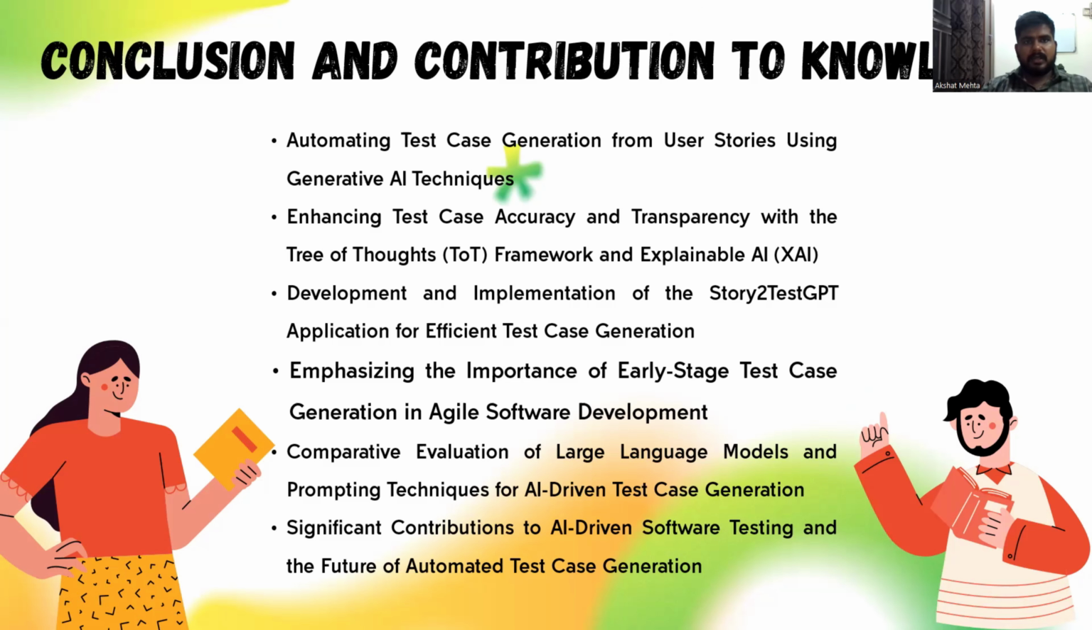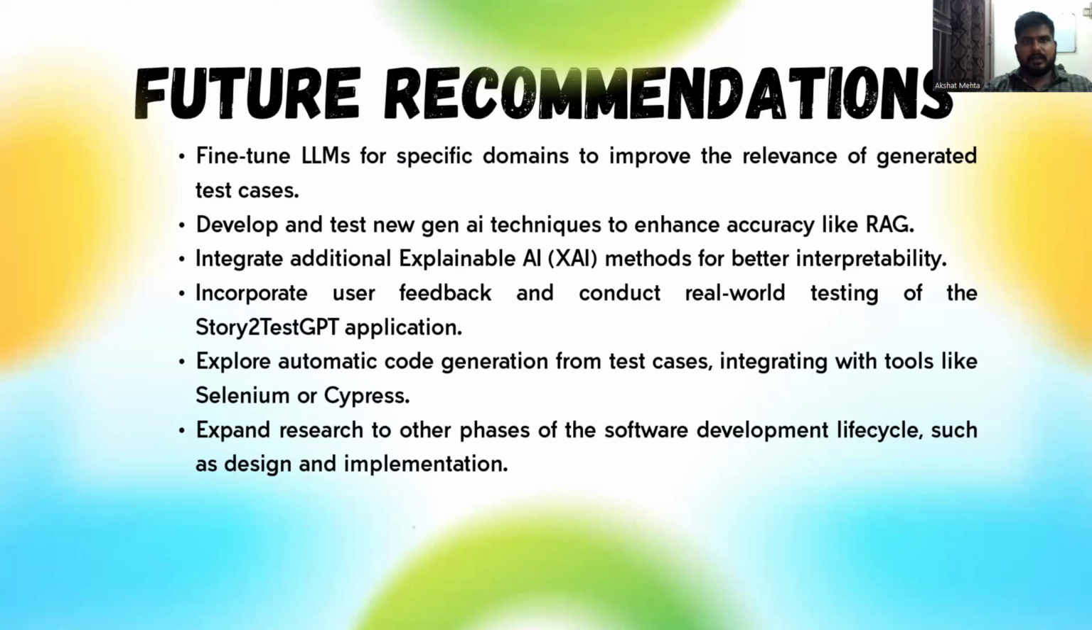Looking ahead, there are several key areas offering exciting opportunities for further research and recommendations. Fine-tuning large language models for specific domains can improve the relevance and precision of the test cases. Exploring new Gen AI techniques like RAG may boost accuracy, while integrating additional explainable AI techniques will enhance the interpretability of AI-generated results. Real-world testing and user feedback will ensure that the Story to Test GPT application is effective in practice, like integrating a user feedback feature.